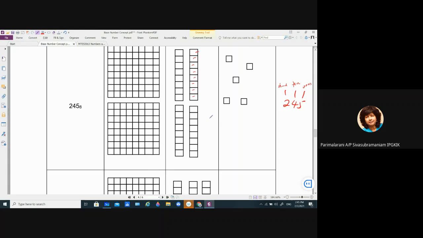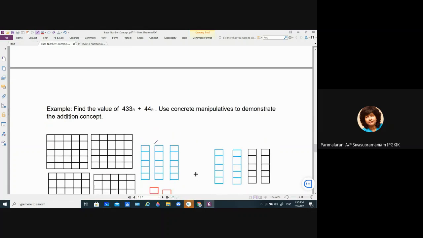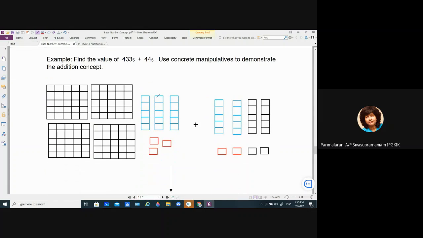And 130 base 8 is shown here. Now let's look at how to represent addition of base numbers using concrete manipulatives. If you had two numbers like this for addition, you always represent both numbers first. So we have 433 base 5, 4 twenty-fives, 3 fives, and 3 ones. This is the first number, and then we represent the second number, 4 fives and 4 ones.